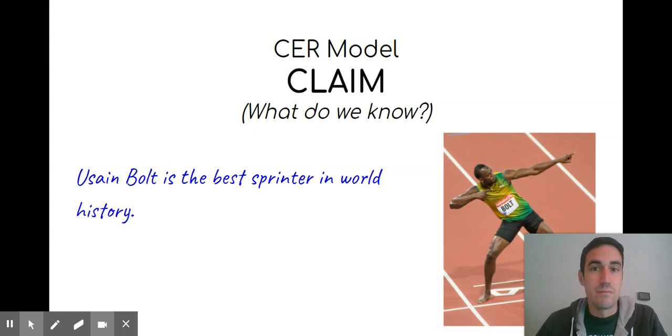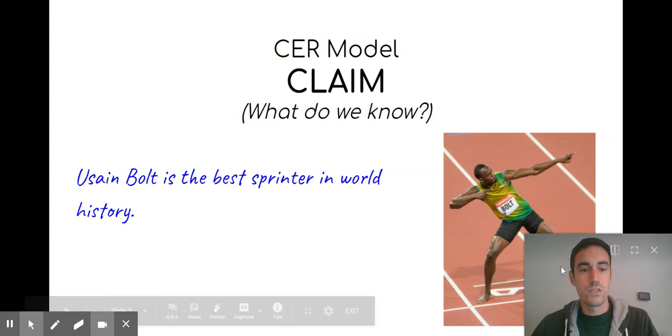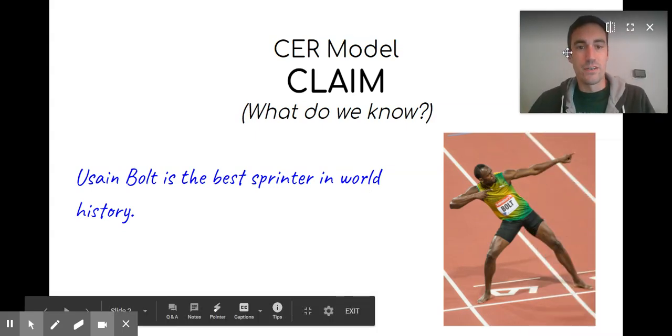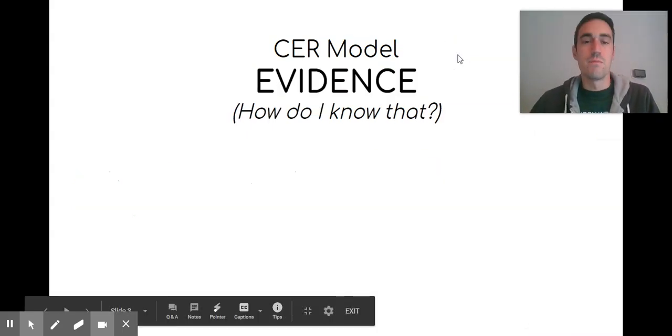That's a pretty big claim because think about how many people in the world have ever just tried to run fast. I'm going to claim that Usain Bolt is the best sprinter in world history. Notice how I kept my claim really short and to the point. I didn't go into why yet. I didn't go into what I'm using to make that claim. I just basically gave you what I think or what my answer is. So looking at Usain Bolt on the right here, I'm going to go ahead and move on to my evidence.